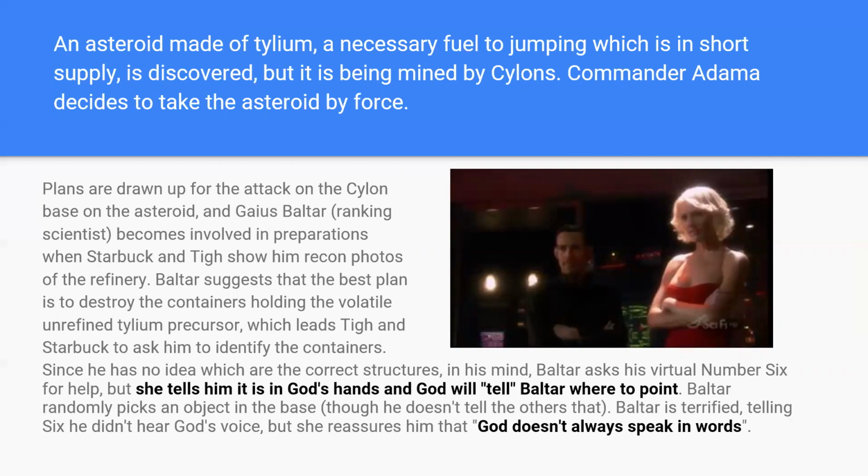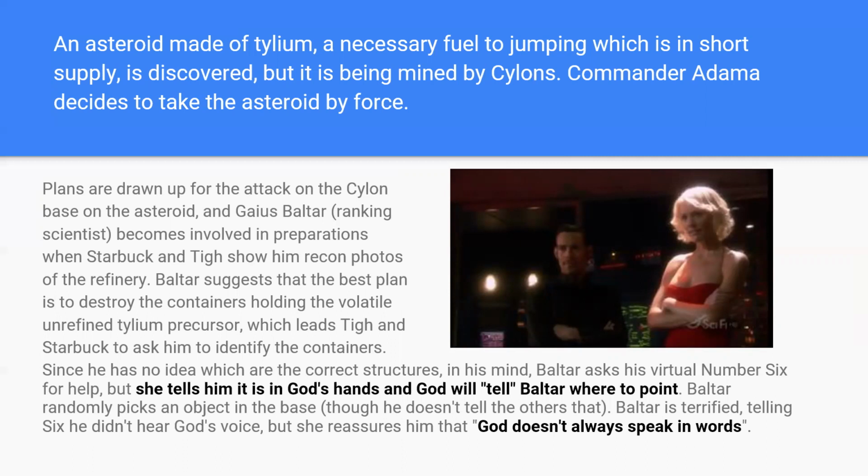Baltar suggests that the best plan is to destroy the containers containing the volatile, unrefined Tilium precursor that are stored there right now, thinking that the explosion would destroy the Cylon base. This leads Colonel Ty and a pilot, the best pilot they have aboard the Battlestar Galactica, named Starbuck, and they ask her, or ask him in this case, Baltar, to identify the containers.